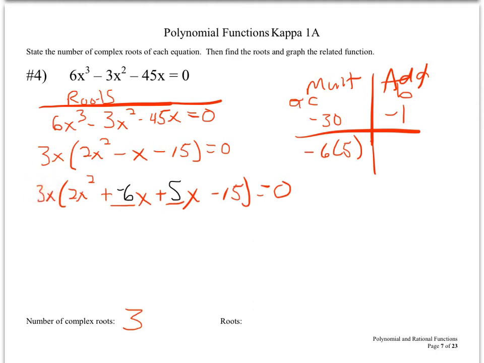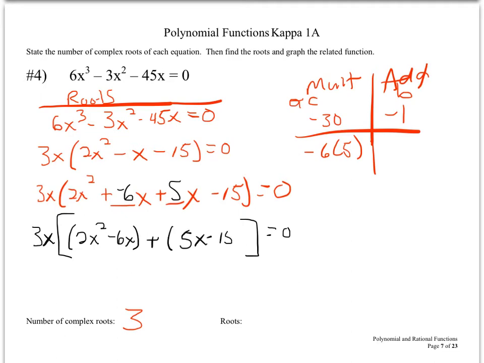Since we have a GCF of this problem, 3x, when I go to this next step, I'm going to put this whole thing in brackets, because within the brackets I'm going to have some parentheses. 2x squared minus 6x, group that together. I'm going to group 5x minus 15 together. The GCF of this first group, 2x. So I factor that out to the front, leaving me with x minus 3. GCF of the second group appears to be a 5, leaving me with x minus 3.